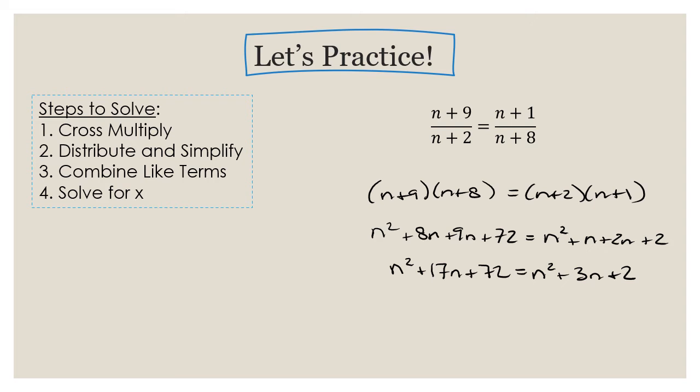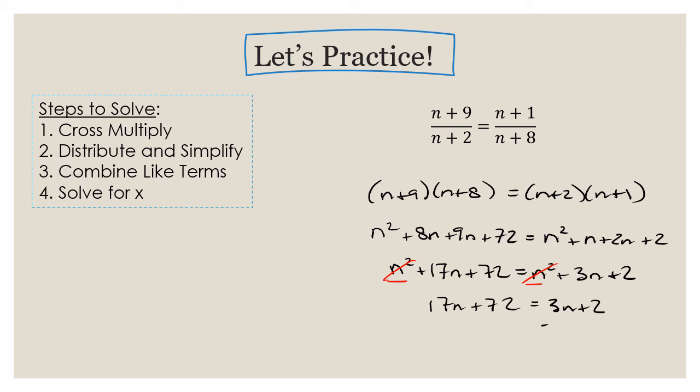Alright, step 3, combine like terms. Now notice here I've actually got an n squared on both sides. This will only work if you have exactly the same. Now if I had a number in front, like a 2 here, I couldn't do this. But since I've got exactly the same thing, n squared, I can actually cancel them out. Okay? So I'm left with 17n plus 72 equals 3n plus 2.